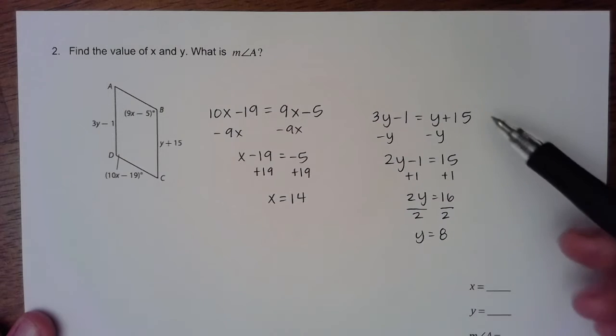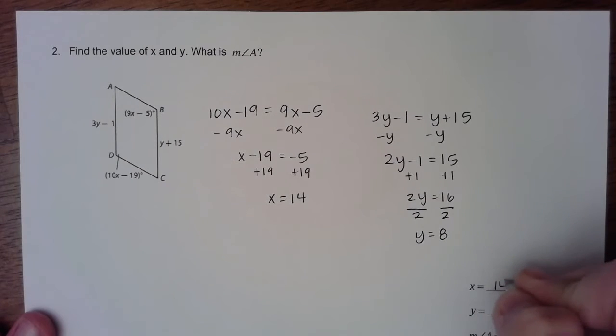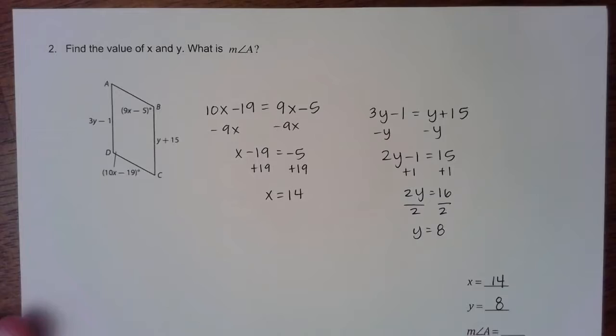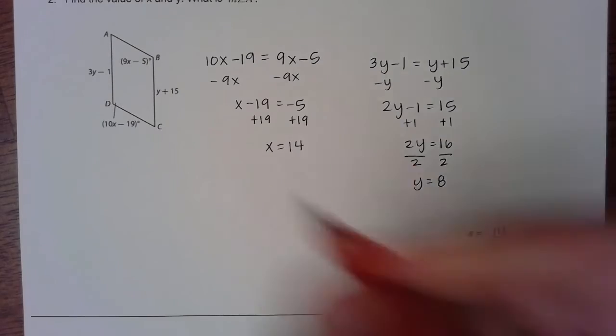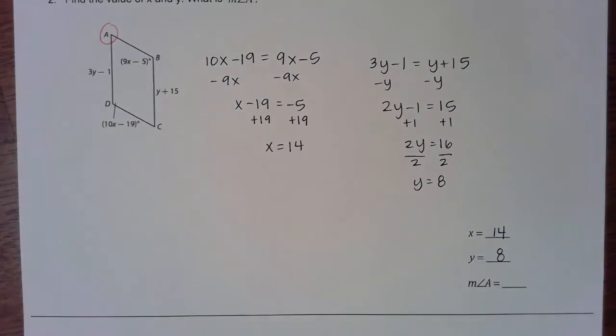Solving this one for y gives you y equals 8. So x equals 14 and y equals 8. Those are 2 of your answers to the question. The final thing that this question is asking you to do is solve to figure out the measure of angle A. And it's important that you notice up on the picture that angle A is one of the angles that isn't marked. So we'll have to do this one a little bit differently.